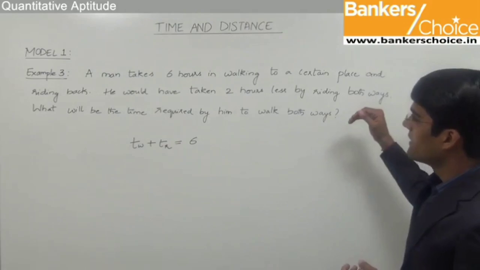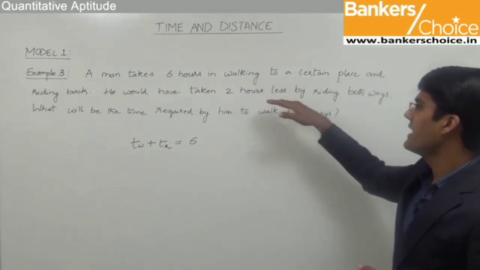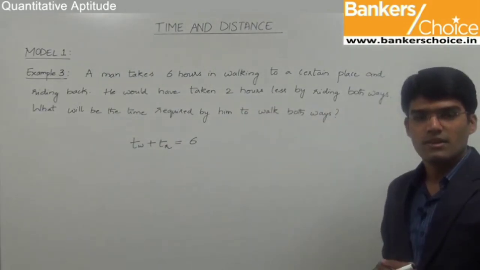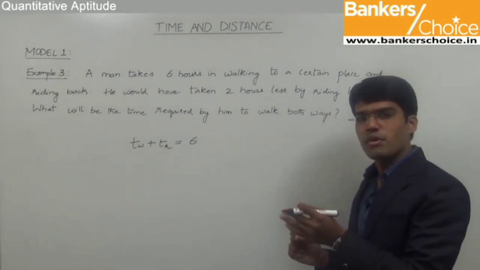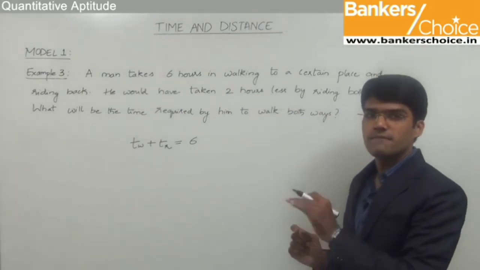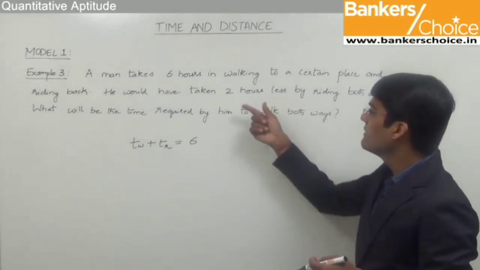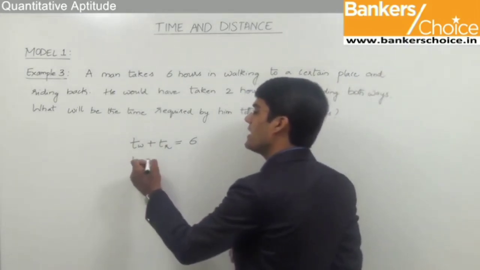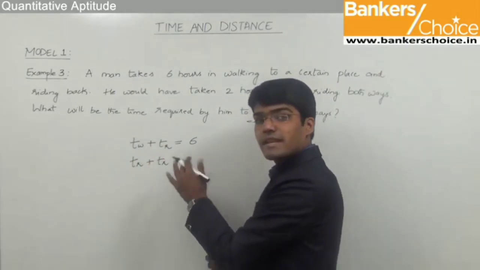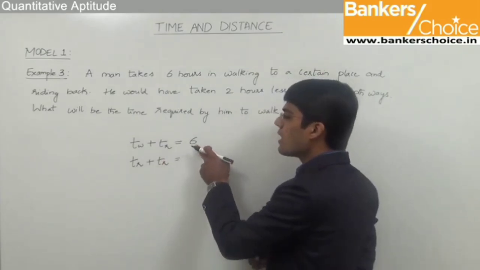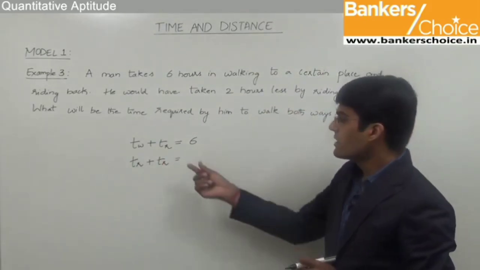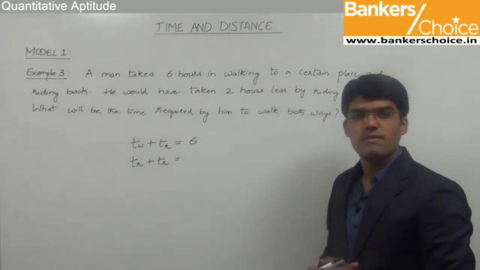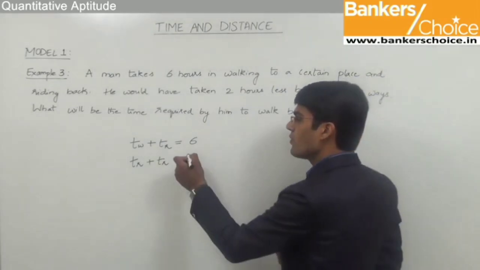The second statement here is he would have taken 2 hours less by riding both the ways. So in case he rides from point 1 to point 2 and rides again from point 2 to point 1, he will take 2 hours less. So very clearly the time taken for riding and again the time taken for riding the same distance will be equal to 2 hours less than the previous time. So earlier he took 6 hours, this time he will take 2 hours less, that is nothing but 4 hours.